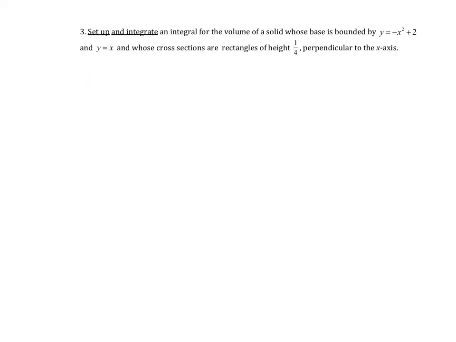All right, so let's look at this one. This says set up and integrate, so we're doing both: an integral for the volume of a solid whose base is bounded by y equals negative x squared plus 2 and y equals x, and whose cross sections are rectangles of height 1/4 that are perpendicular to the x-axis.